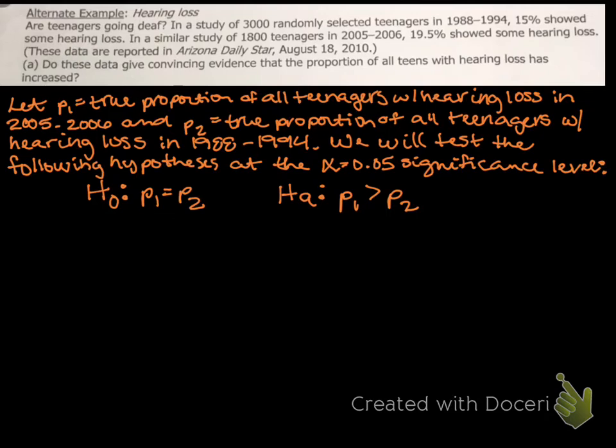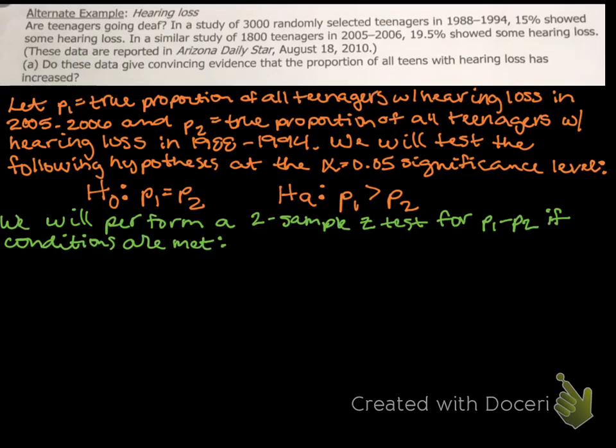So now we're going to plan. That was my state. Now it's time to plan. We will perform a 2-sample z-test for P1 minus P2 if conditions are met. First condition is random. It's stated that they come from random samples.